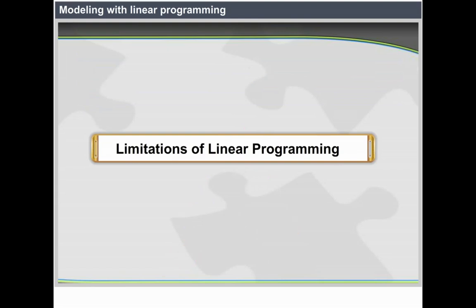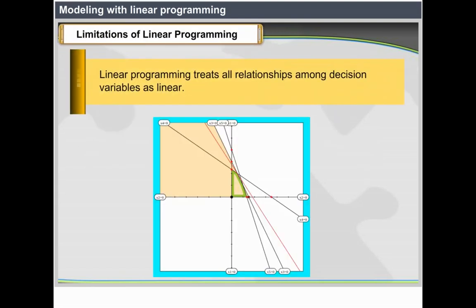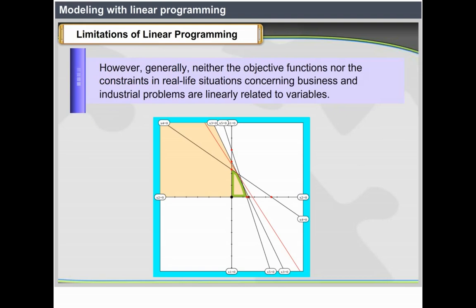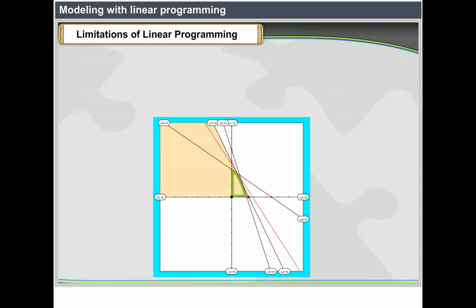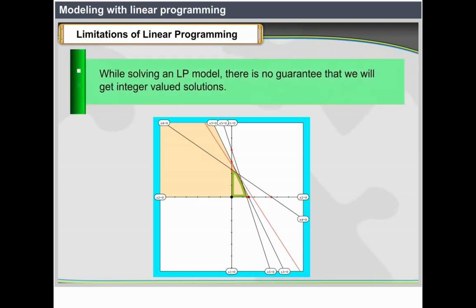Limitations of linear programming. Linear programming treats all relationships among decision variables as linear. However, generally, neither the objective function nor the constraints in real-life situations concerning business and industrial problems are linearly related to variables. While solving a linear programming model, there is no guarantee that we will get integer valued solutions.